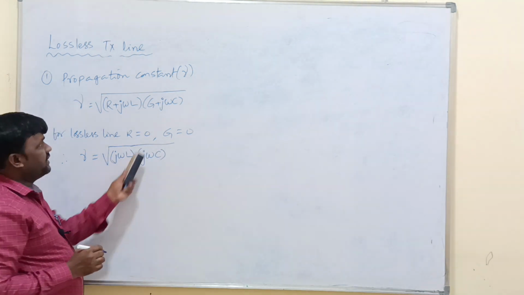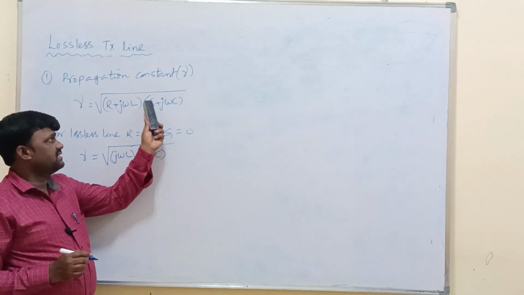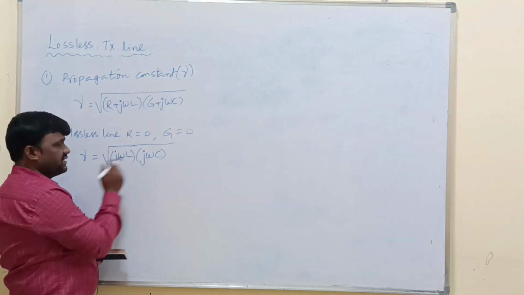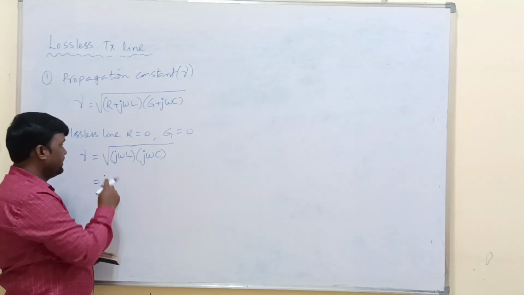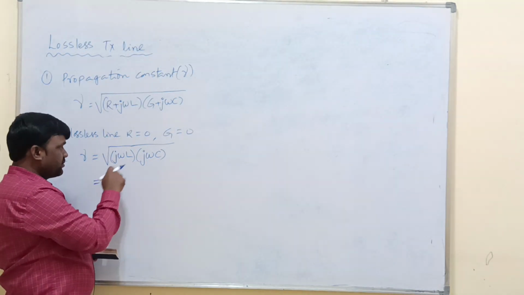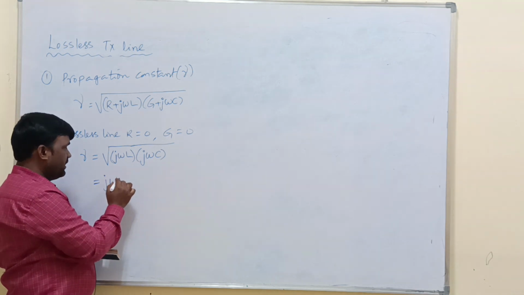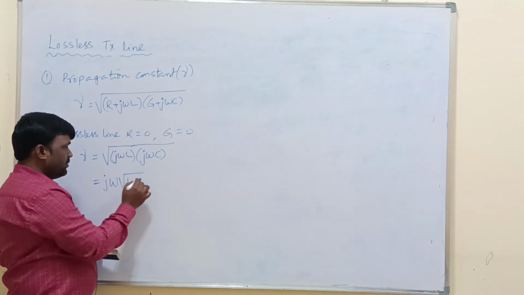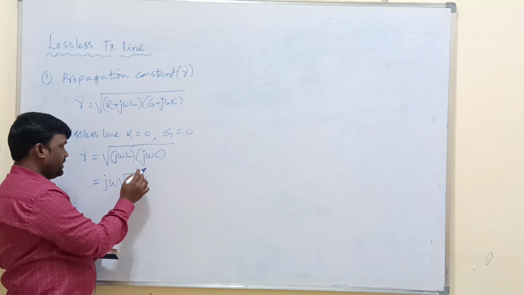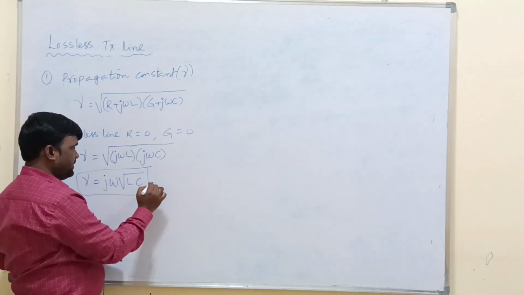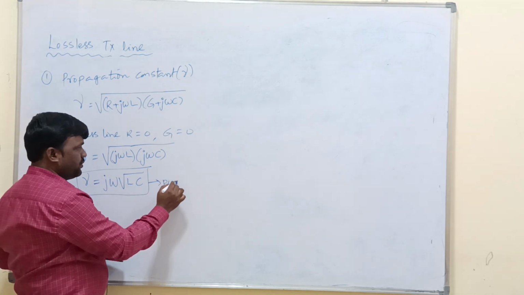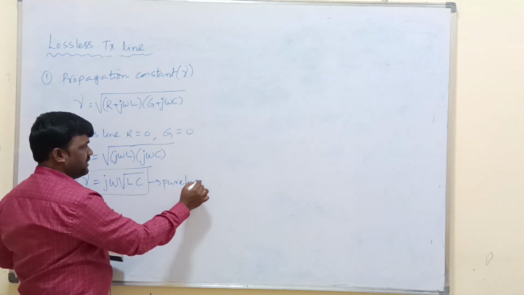That is root of j omega L into root of j omega C. j into j is j squared, and the root of j squared is j. Root of omega squared is omega. The remaining part is root of L into C, that is root LC. This is gamma, which means gamma is purely imaginary.